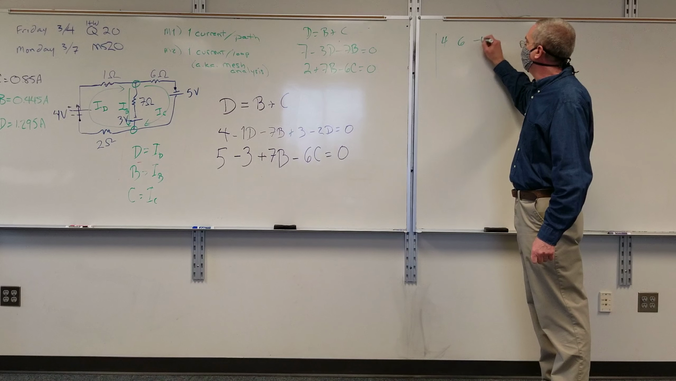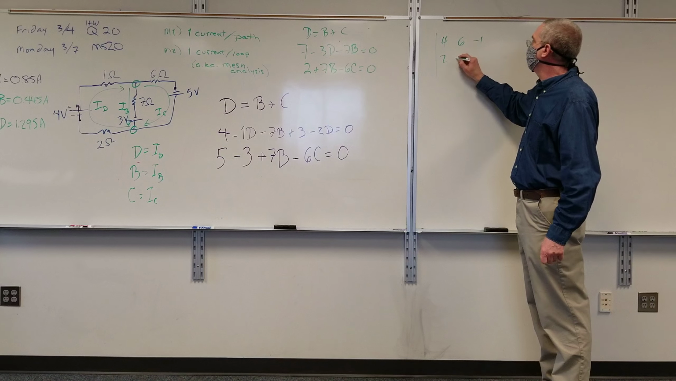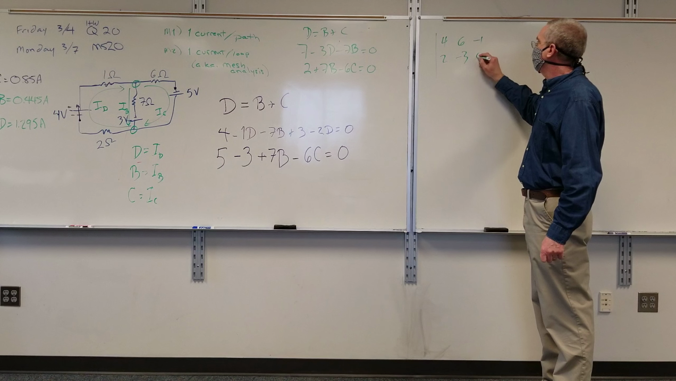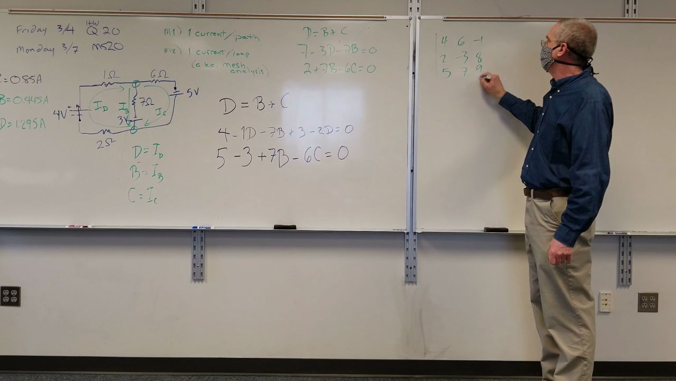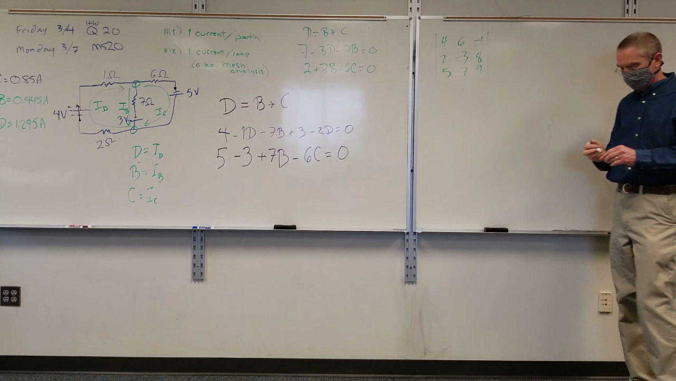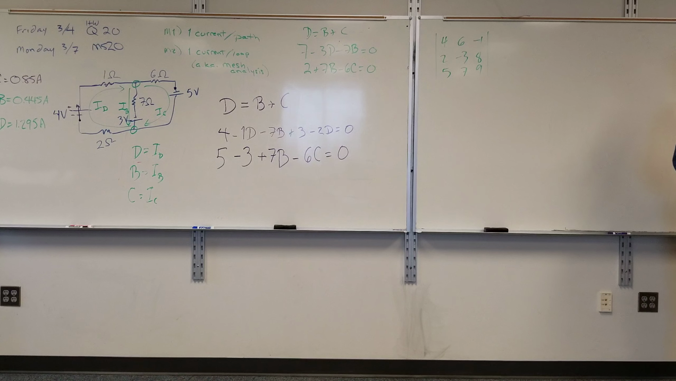4, 6, 1, -1, 2, -3, 8. What have I not done? 5, 7, 9. They don't have to be single digit numbers. That's what I'm doing.